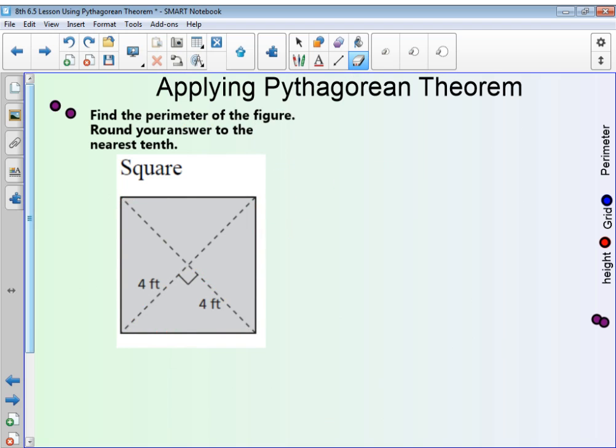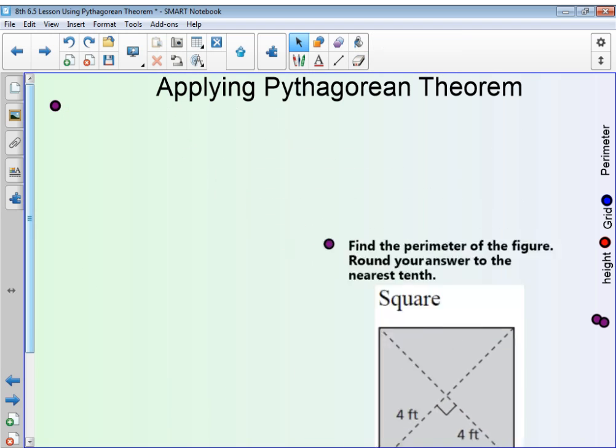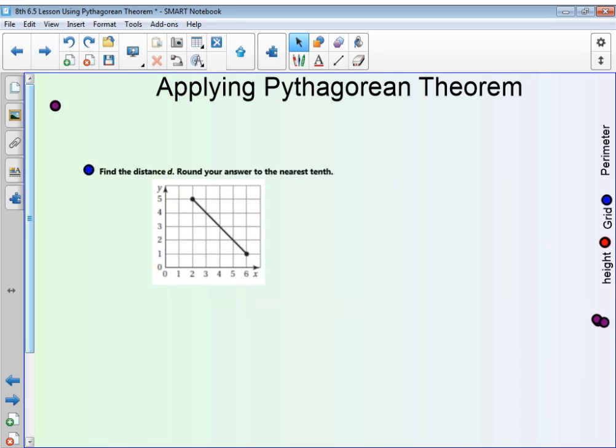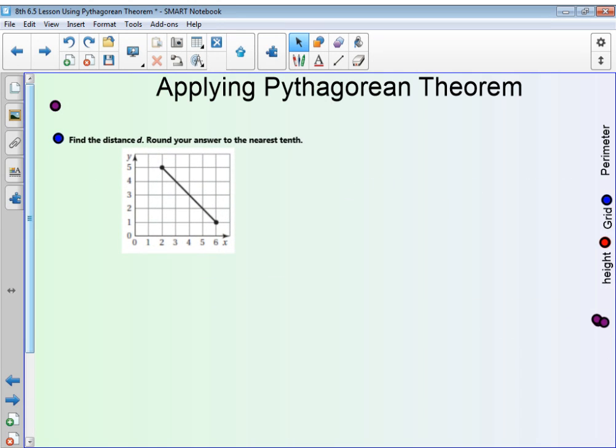Okay, so sometimes they're going to give us some figures where they're giving us a grid and a slant line and asking us to find the length of that slant. Now, you guys have worked with this where you've found the slope of a line. Today, what they're asking is they want to know the length of that line. How long is it? They don't want to know the slope of the line. They want to know the length of it.